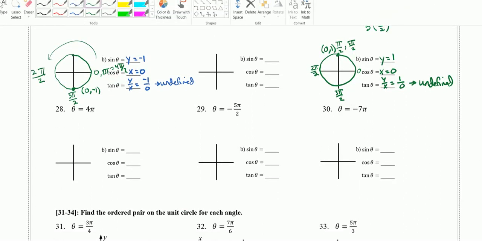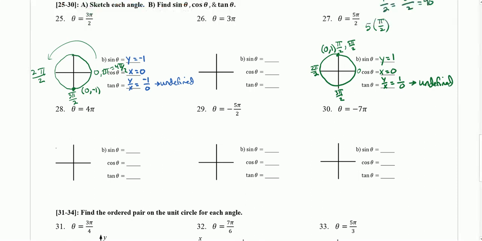Next is 4 pi. So remember, pi is 180, so if we count by pi, we go 180 each time. So here's 0, 180 degrees is pi. Count 2 pi, go again, 3 pi, go again, 4 pi. So 4 pi is at the same location as 2 pi and 0. So we say all three of those are coterminal.